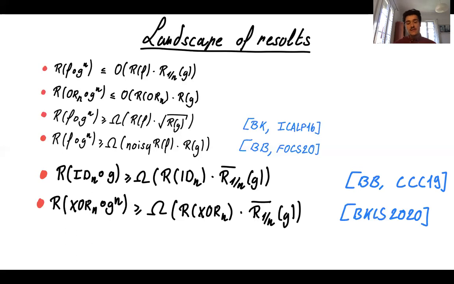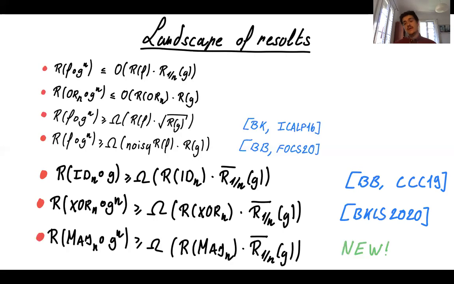Then last year, this was proved also for the outer function XOR. This is a result by Brody et al. So they proved it for XOR. And our new result is that this strong direct sum result also holds when the outer function is the majority function. Okay, so let me talk a bit about it now.